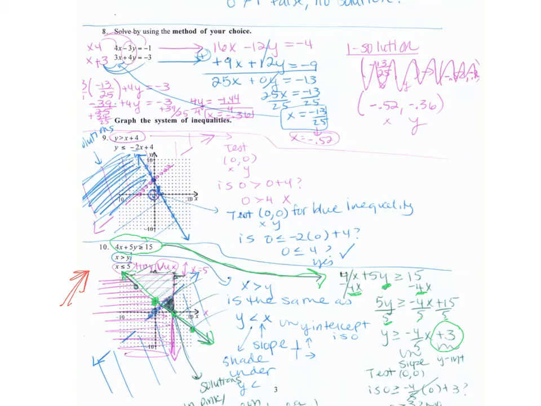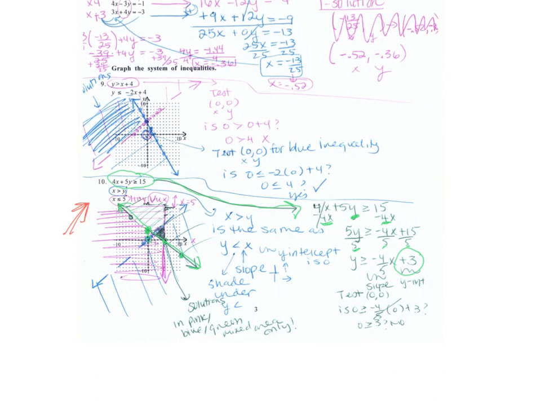You then test a point for this green line. I tested (0, 0) because that was under the line. When you plug (0, 0) in for x and y, it's a false statement, meaning do not shade the (0, 0) side. Don't shade that side, so shade the other. And that's why we shaded the opposite side for the green line.